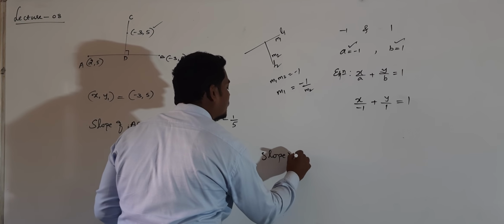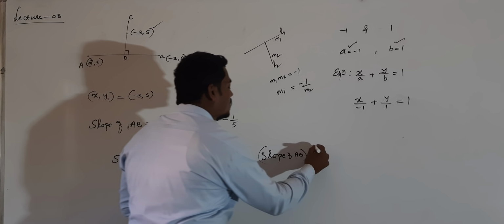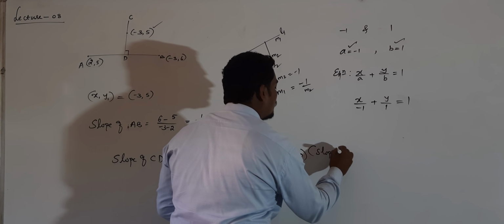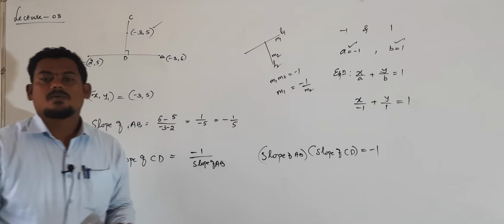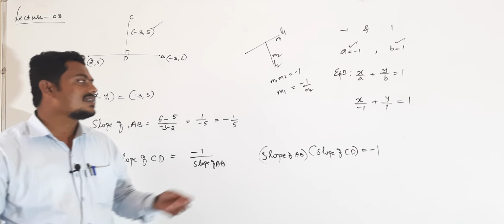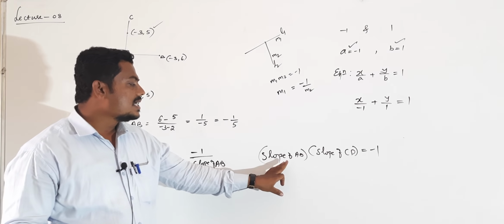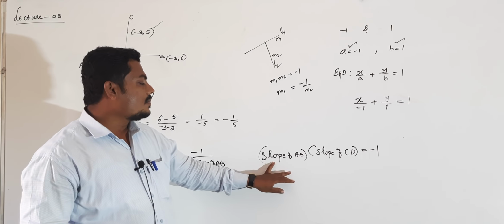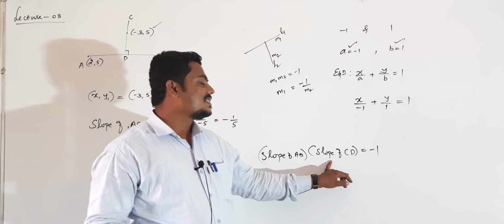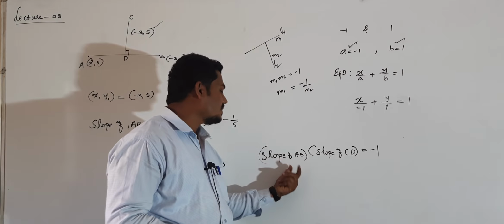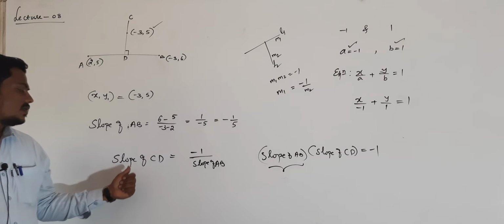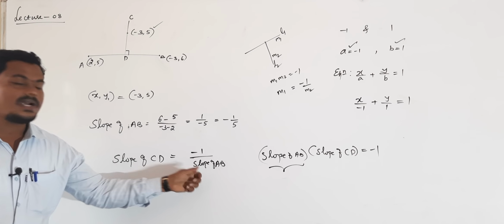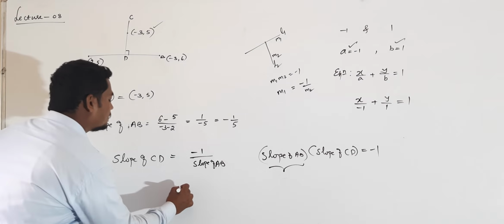Slope of AB line into slope of CD line is equal to, what is the result? Minus 1. Product of slopes equal to minus 1. Why? Because clearly the given two lines are perpendicular. But here slope of AB is known, but slope of CD is unknown. Then slope of CD equals, send this term into RHS, then you get this formula, right? Slope of CD is equal to minus 1 divided by slope of AB.